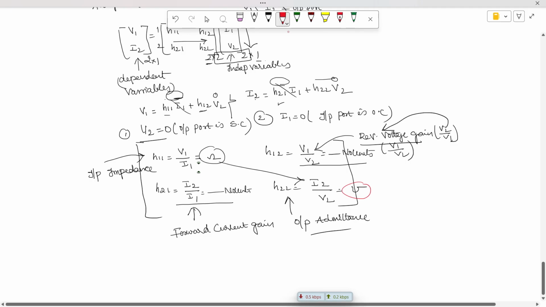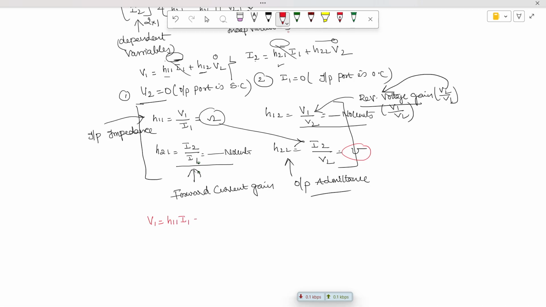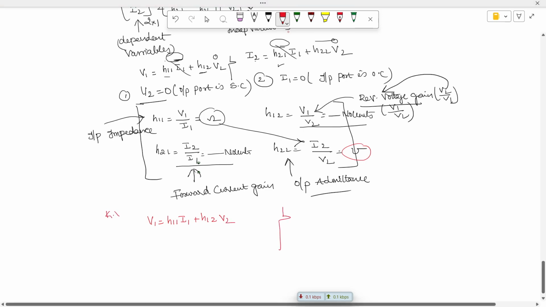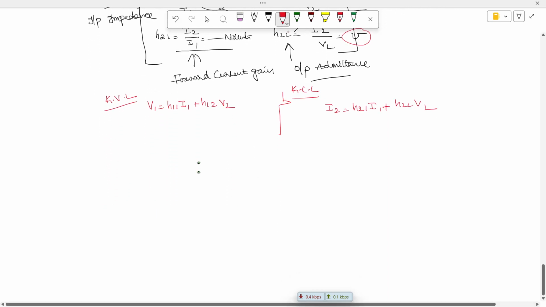So now we have the basic equations: V1 is equal to H11 I1 plus H12 V2 is one set of equations. This is nothing but the voltage equation. And this is a current equation: I2 is equal to H21 I1 plus H22 V2. So now we need to draw the equivalent circuit.